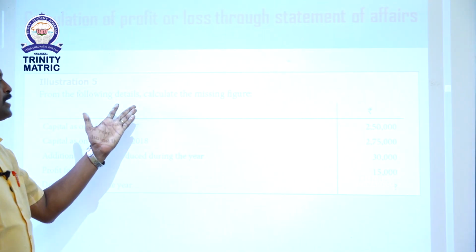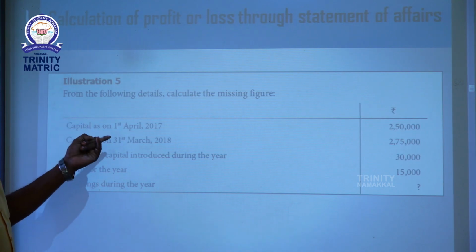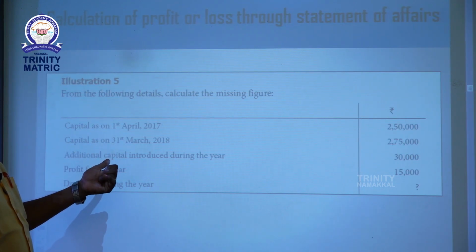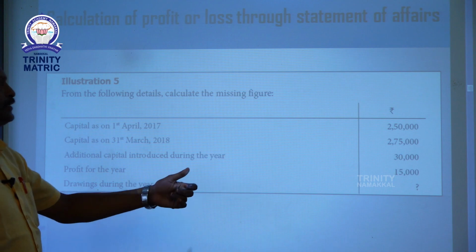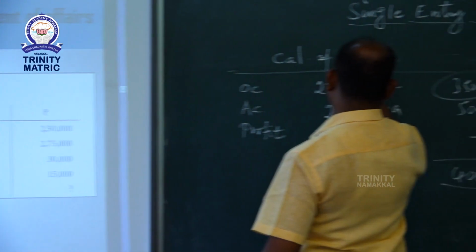From the following details, calculate the missing figure. ஓப்பனிங் கேபிட்டல் கொடுத்துருக்காங்க, க்ளோசிங் கேபிட்டல், அடிஷனல் கேபிட்டல், ப்ராஃபிட். நம்மளை என்ன கண்டுபிடிக்க சொல்லியிருக்காங்க, ட்ராயிங்ஸ். அப்போ ஹெட்டிங்கில் நம்ம கேல்குலேஷன் ஆஃப் ட்ராயிங்ஸ் அப்படின்னு எழுதணும்.